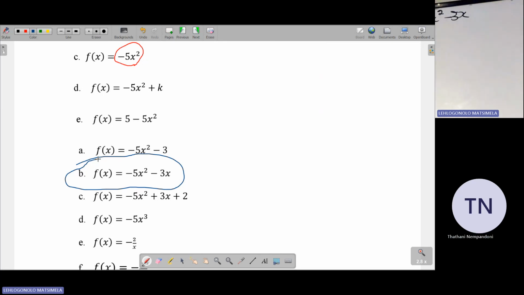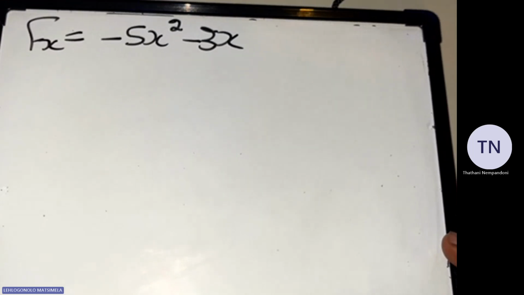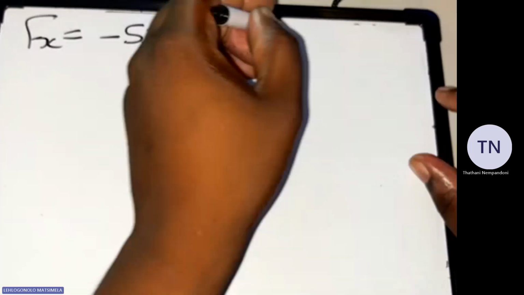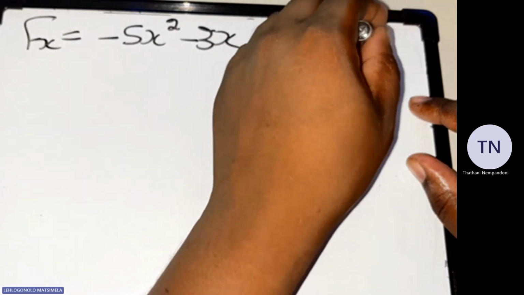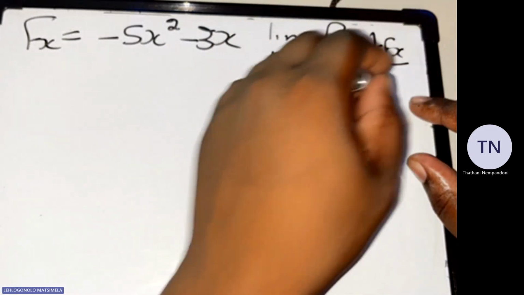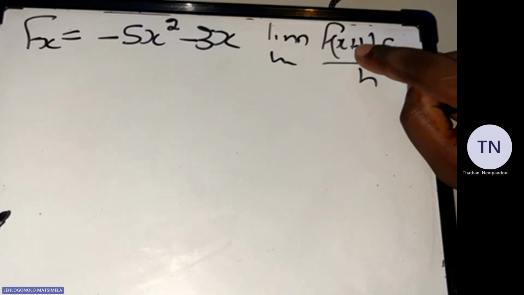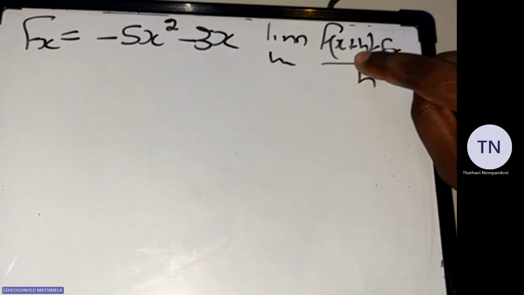Now you can see that you are having two x's here. The first one is x to the power of 2, and the second one is x itself. Are we clear? Yes. So what does it tell us? Let's come back to our formula, the limit as h goes to 0 of fx plus h minus fx divided by h. It means that wherever there is x in our equation, we put x plus h.